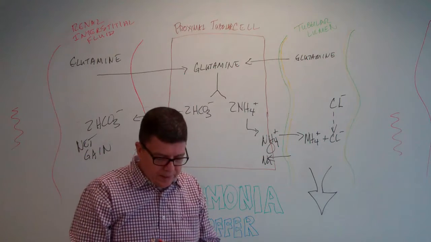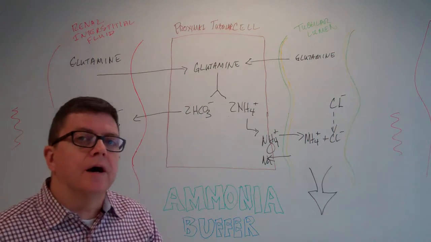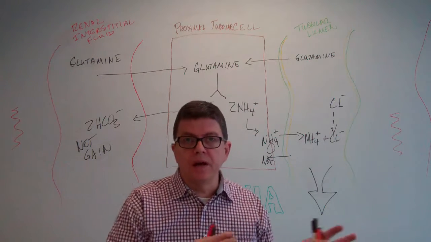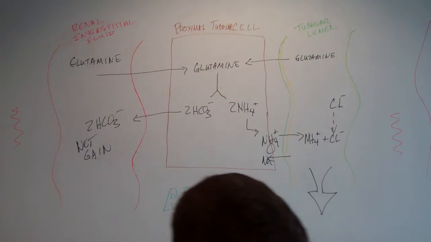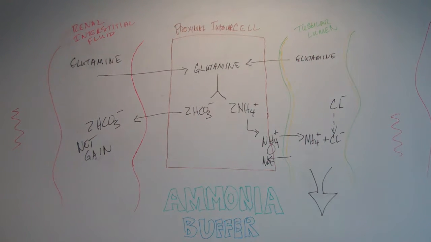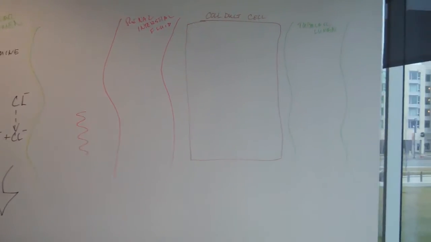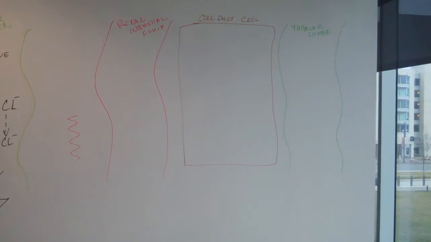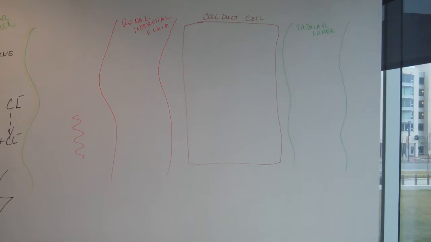So in this process, the benefit to the body is the two bicarb ions. So now let's look at what happens in the collecting duct. I've got to move the camera, so one second. Sorry if this is causing any problems. All right, in the collecting duct.